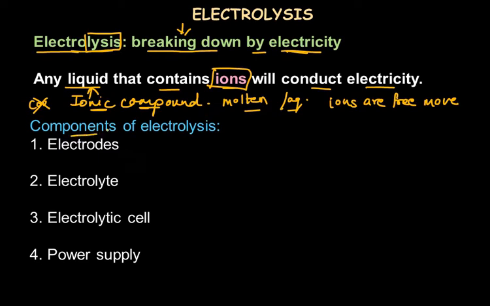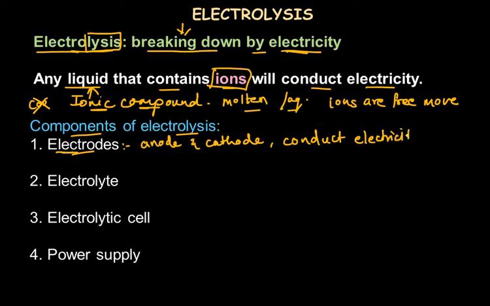The important components of electrolysis, that is, the things which we require for electrolysis, is first electrodes. Electrodes are the rods which conduct the electricity. They are anode and cathode. They should be made of a material which can conduct electricity, so they should be good conductors of electricity, and they should be inert also. Why? Because they should not themselves participate in the electrolysis.